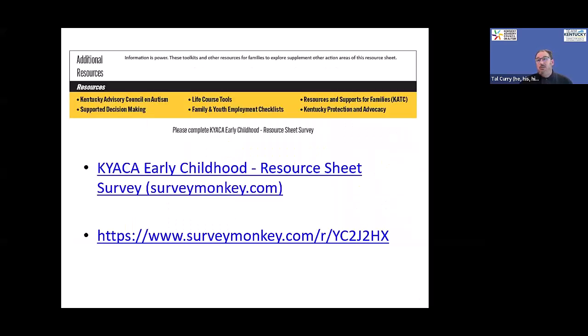And then additional resources. So as I said, these were 6 of the additional resources that are on there now, but at the very bottom of the page, it says, please complete the KYACA, or Kentucky Advisory Council on Autism, Early Childhood Resource Sheet Survey. If you opened that up, it would get you this Survey Monkey link, or here's the link directly. We encourage folks to give us feedback. It's a way that we can keep updating resources as we go along.